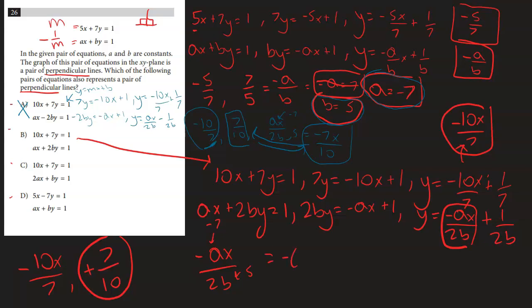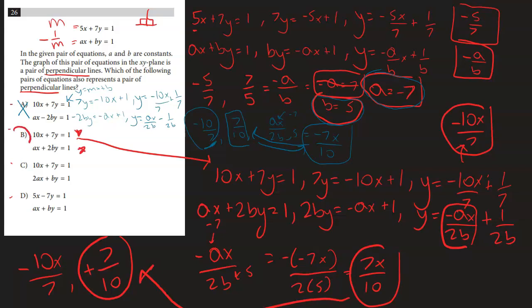And if we put in negative, around negative 7x over 2 times 5, we get a positive 7x over 10, meaning that these are perpendicular lines with each other, and B is the correct answer.